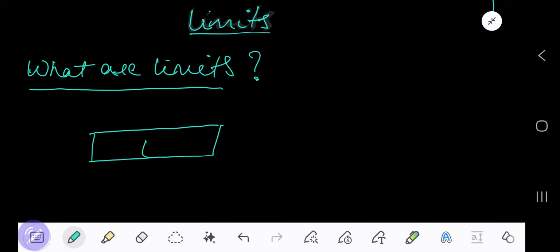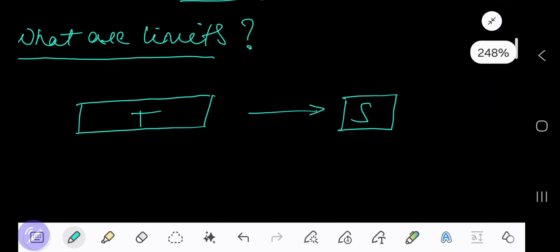Suppose you have a train and it is going towards a station. So a train is going towards a station. There will be a certain distance between the train and the station, and the train will take a certain amount of time to reach the station, right?